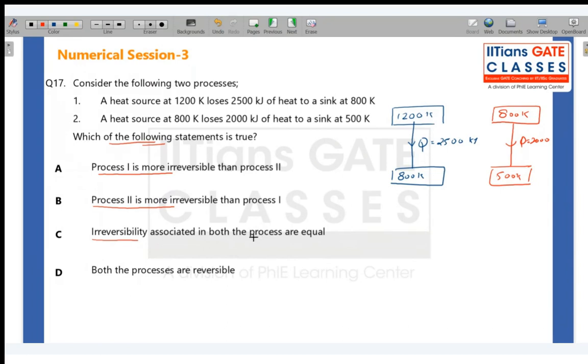Okay, so irreversibility is basically shown by entropy. The more the entropy, the more the irreversibility. So if I talk about this, delta S of the first system will be delta S of this one, first one, and this one. Okay, so what can I do? And again, is it isothermal or non-isothermal heat transfer? This heat transfer is isothermal or non-isothermal?